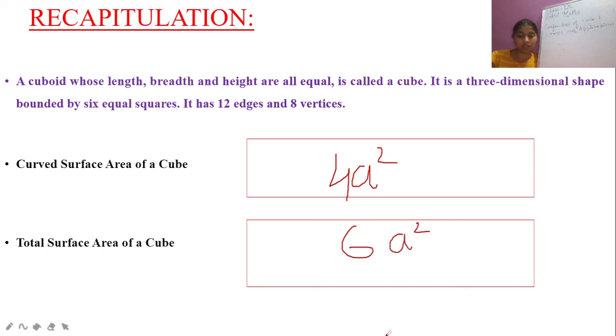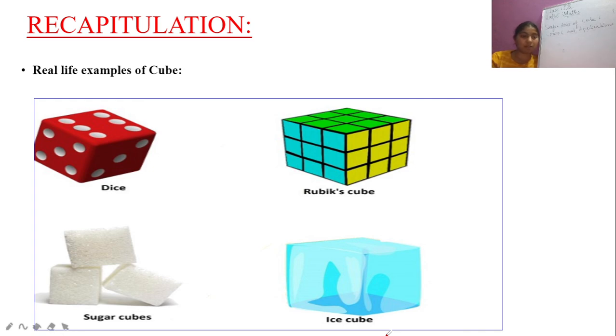Now students, these are a few examples of a cube: dice, Rubik's cube, sugar cubes, ice cube. A few more examples are there around you. So you will analyze and write down the answer in the comment box if you get more examples related to the cube. Okay.